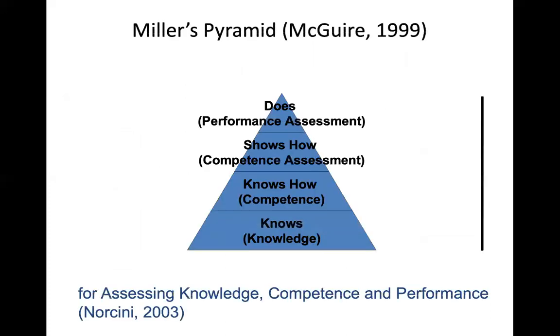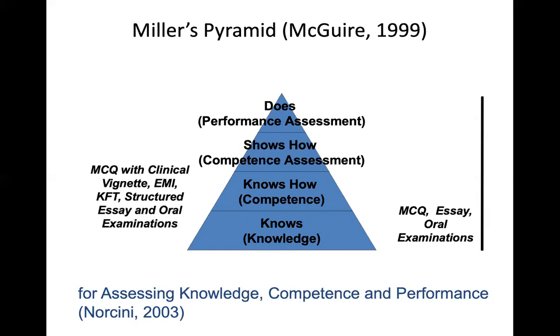The famous Miller pyramid was modified by McGuire in 1999, and he actually gave us some tools. For example, to assess the basic rote knowledge, we can use the classical MCQs, the essay question, and the oral examination. But if we want to assess the understanding, then we have to move higher with MCQs with clinical vignette. That is what we use at PAHS. The extended matching items, that is a new one that is used in the PG assessment. The key feature test, which is very similar to our PBQs.